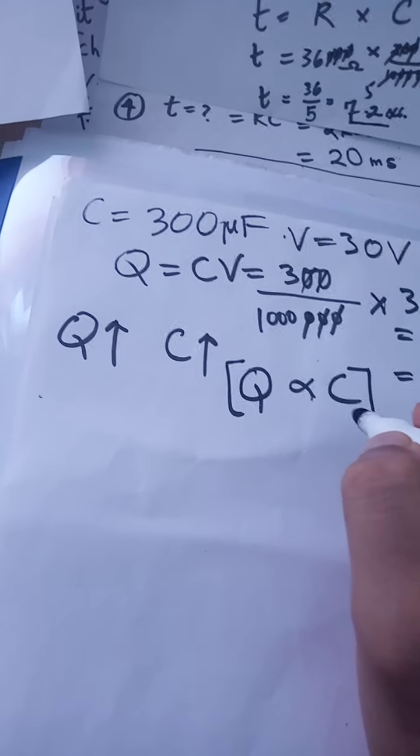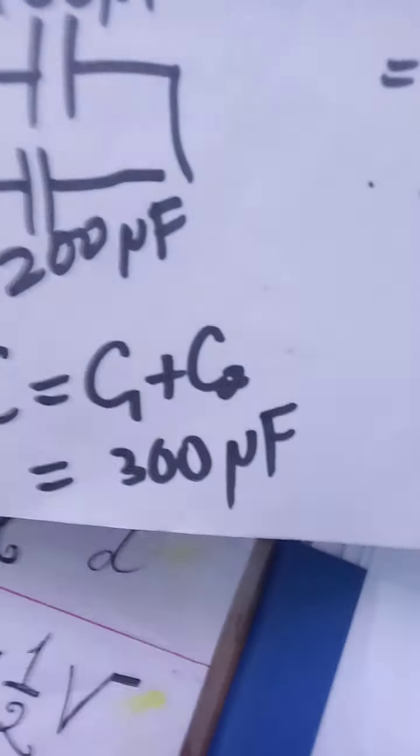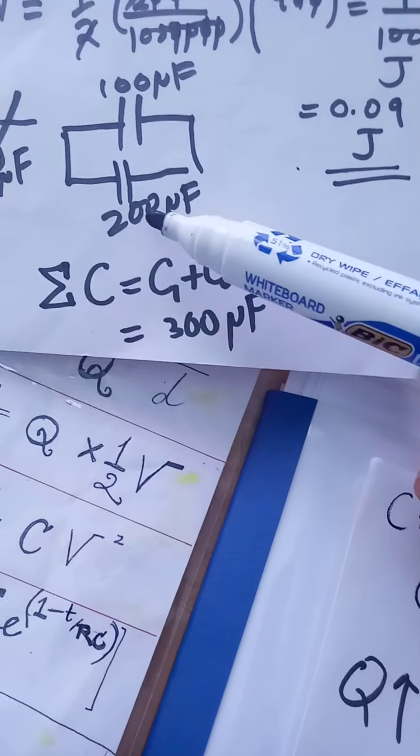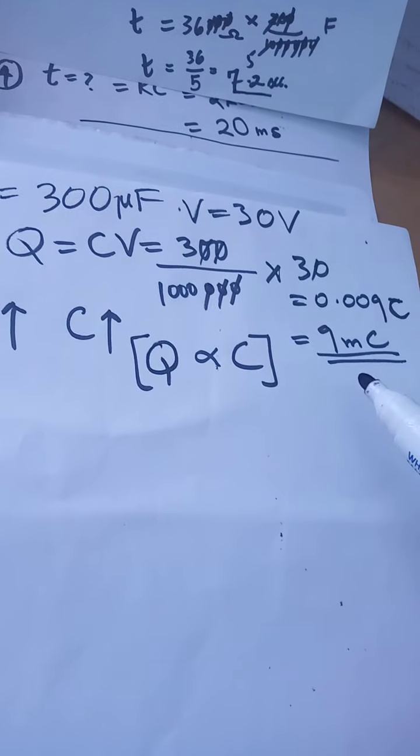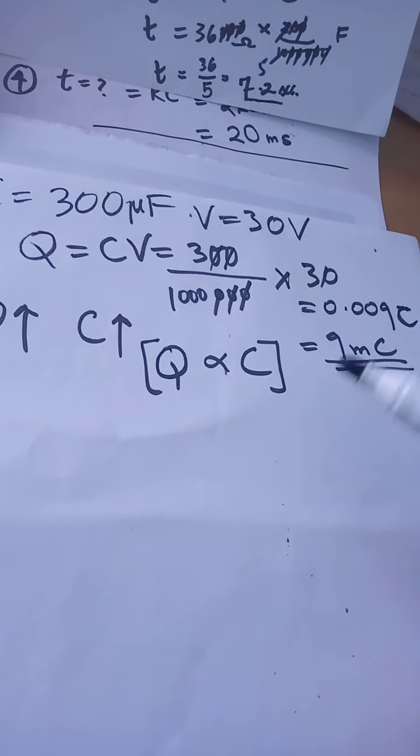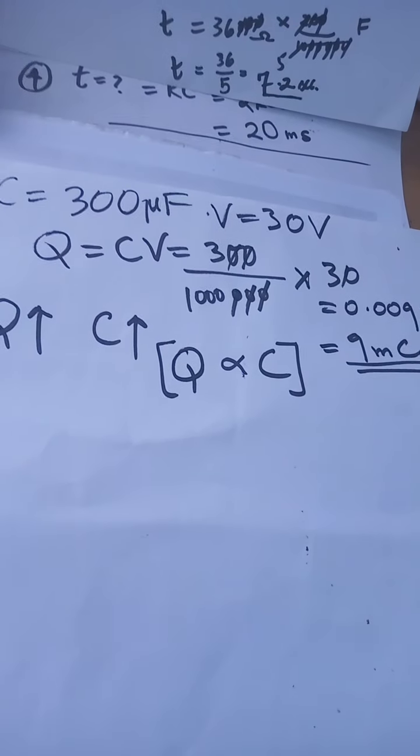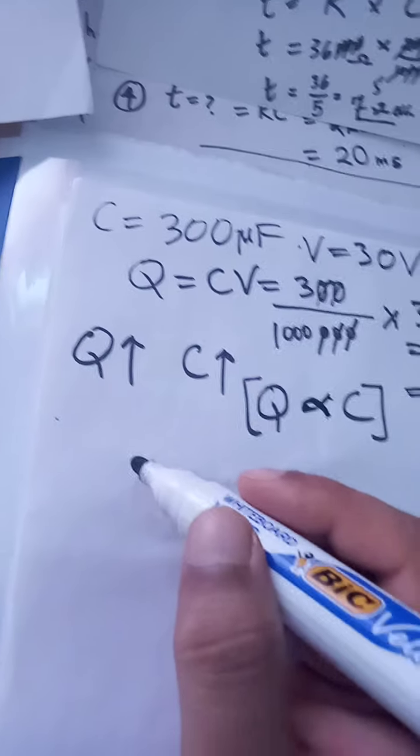That's for capacitors connected in parallel. It can't be said for capacitors in series, but right now we're examining capacitors in parallel. So if I added 100 microfarads in parallel to a 200, it would lead to a total of 300. When put into this formula for charge, 300 gives 9 millicoulombs, which is more than 6 millicoulombs. So we can now verify that charge and capacitance are proportional, and an increase in one leads to an increase in the other. Now what we need to find out is the energy.